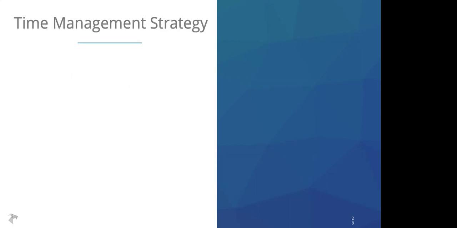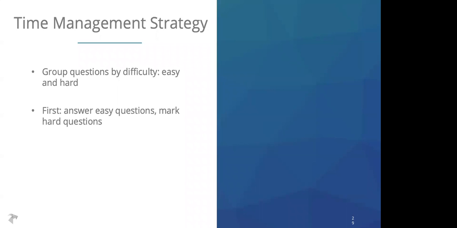Another way to handle this is you can group questions by difficulty, easy and hard. So every time you read a question, ask yourself, do I know how to do this? If the answer is yes, I absolutely know how to do this, do the question. If your answer is maybe, or I'm not really sure, mark an answer for the question and circle it in your test booklet to come back to it later.